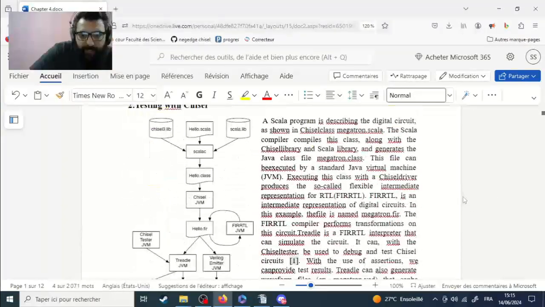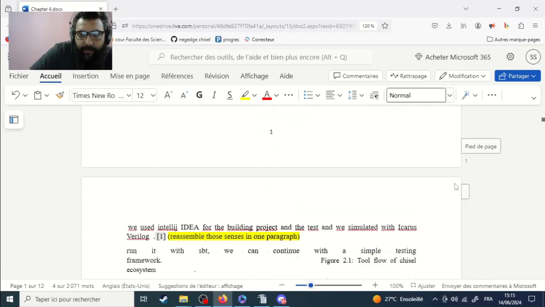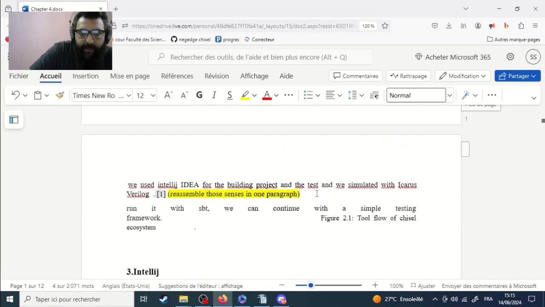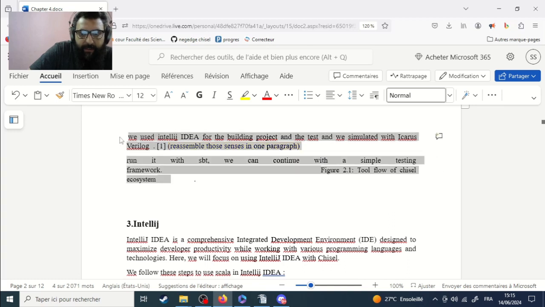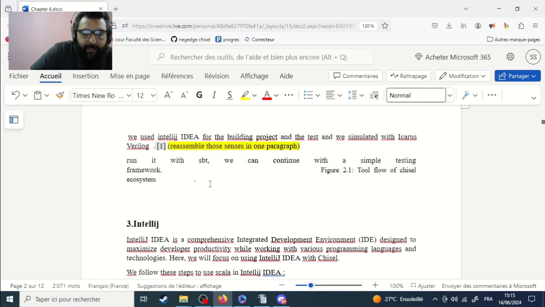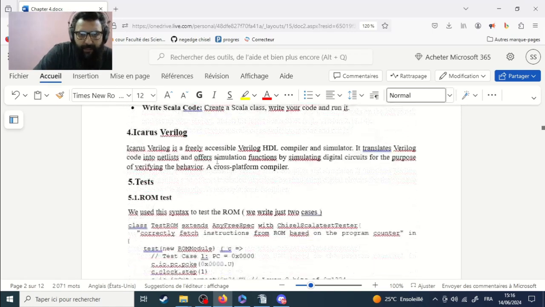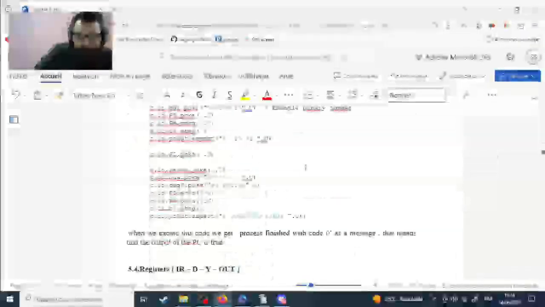There are small modifications, small remarks to do. For instance, you can see there, it's not well formatted. It's a format problem. You just need to merge those two sentences together to form a new paragraph. Reassemble those sentences in one paragraph. That's all, to make it well presentable. Okay, this is good here.